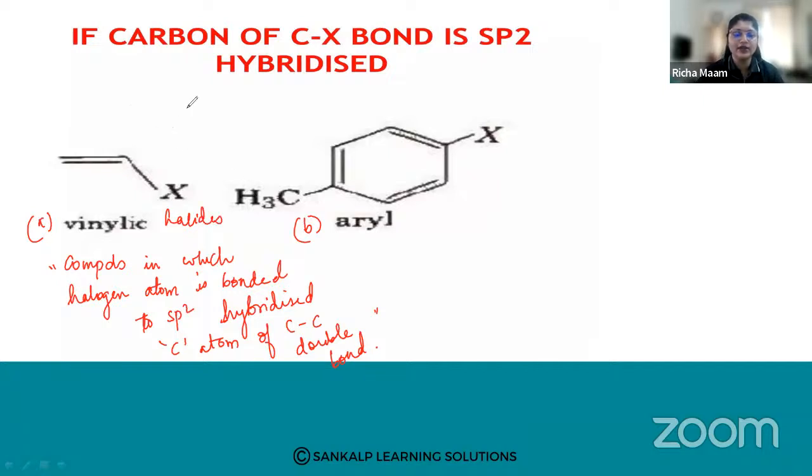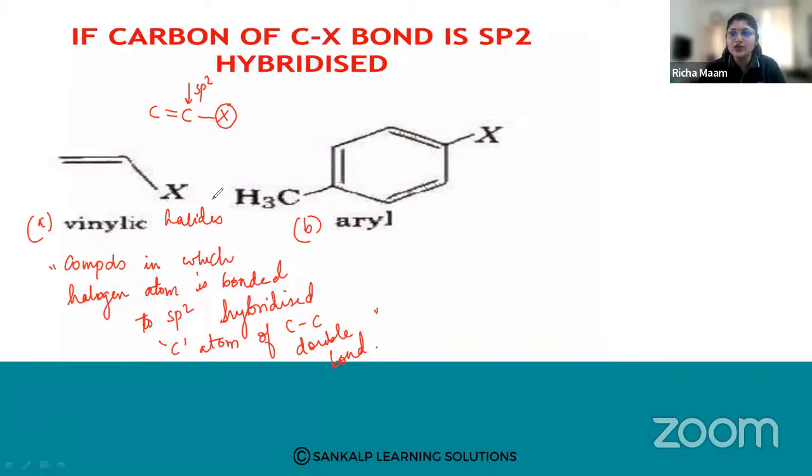This is an example. The halogen atom is bonded to the carbon which is sp2 hybridized. Sp2 means it should have a double bond. So these are the vinylic halides: the halogen atom is attached to an sp2 hybridized carbon of a C=C double bond. Don't get confused. What are allylic halides? What are benzylic halides? What are vinylic halides? And what are aryl halides? These are the four important types of halides.